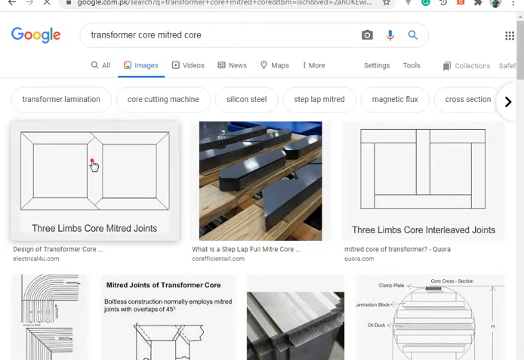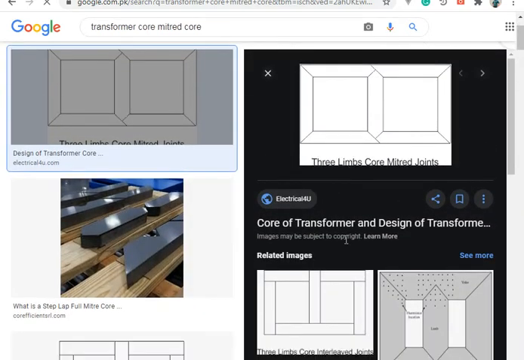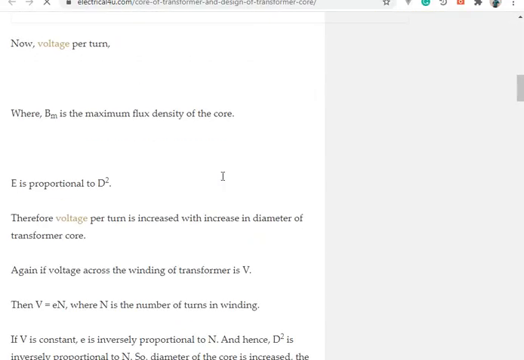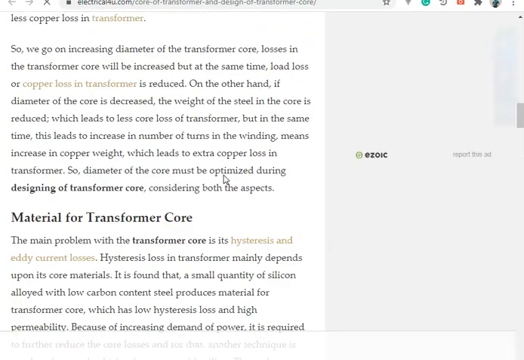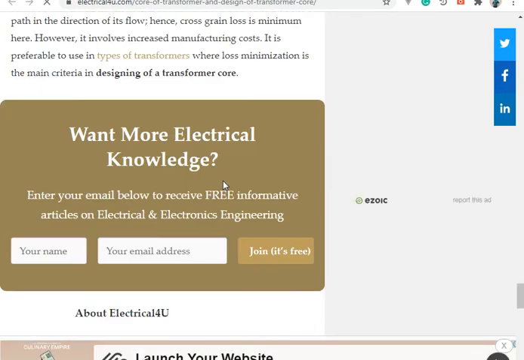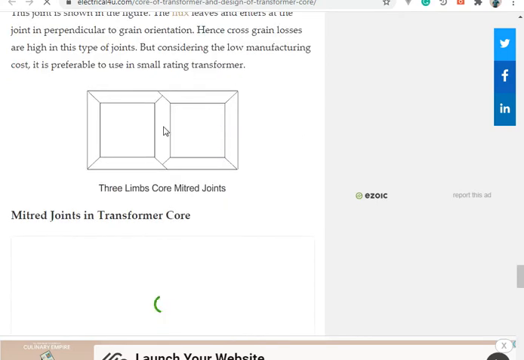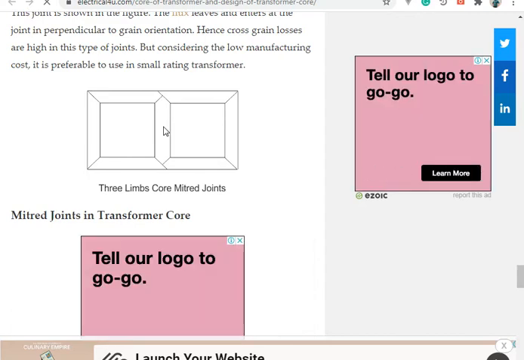Okay, see this thing. This is 3 limbs with mitred joints. Will someone tell me? I hope everyone can have a look at this one. I hope it is visible. Where is that picture? Come on. Yes, okay, this one. Can anyone tell me what the advantage of this is? Its cutting is like this. What is the advantage of having it cut like this?